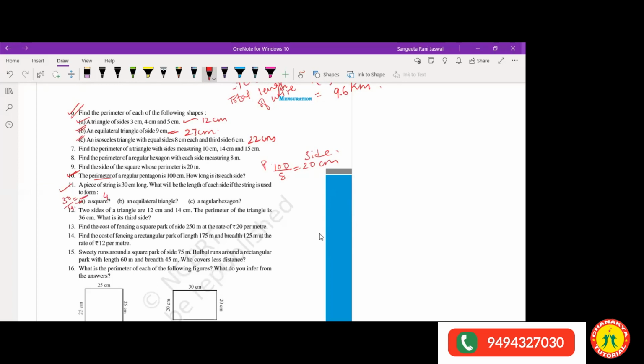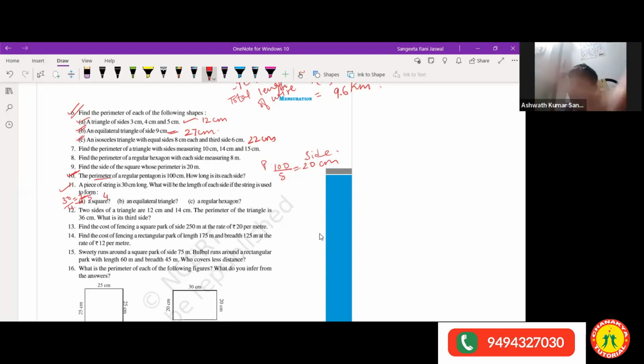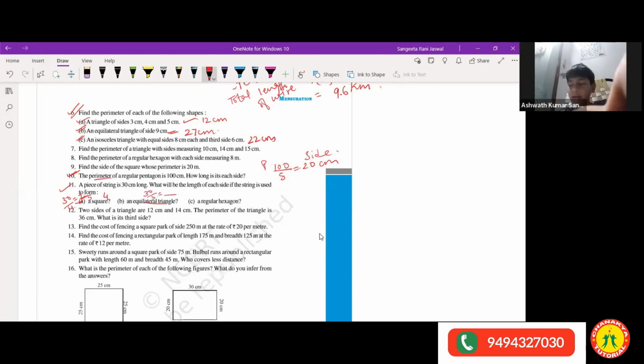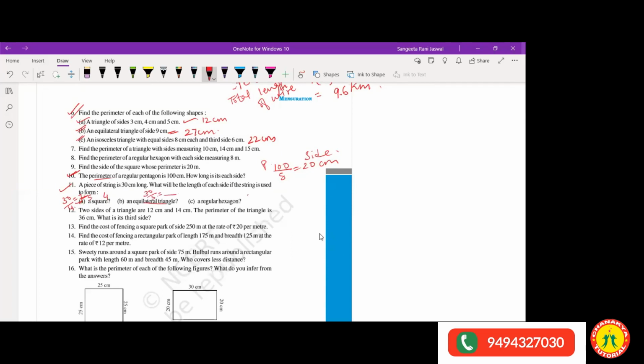Whatever answer you get. Now I got the answer of B1 and C1. So this will be 7 point something. So, 7.5, ma'am. And for equilateral triangle, ma'am, divide 30 by 3, which is 10. Regular hexagon has 6 sides, so divide 30 by 6. So we get 5 here. Okay.